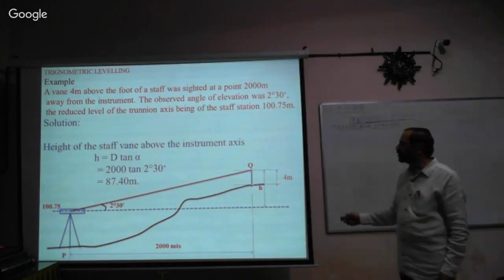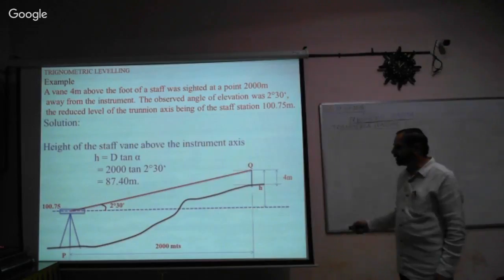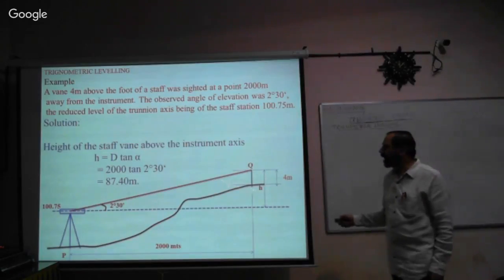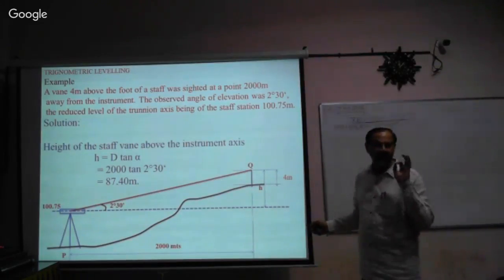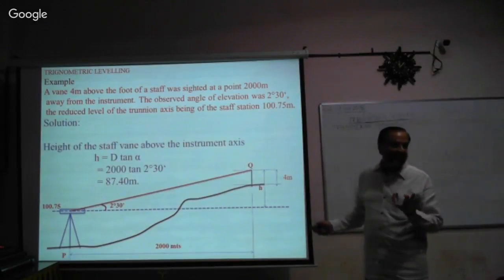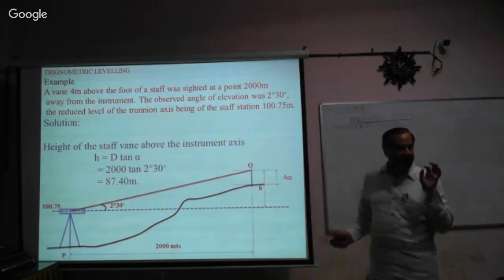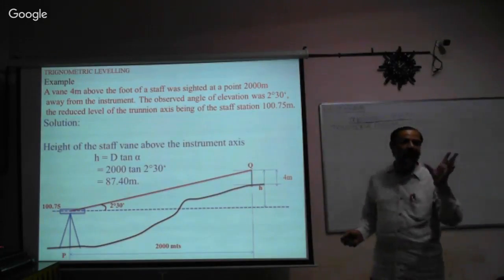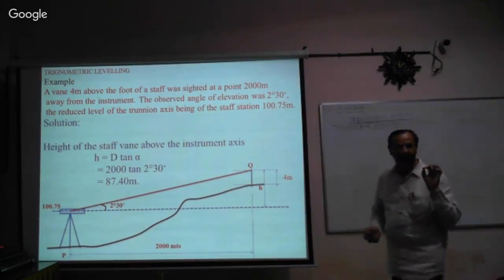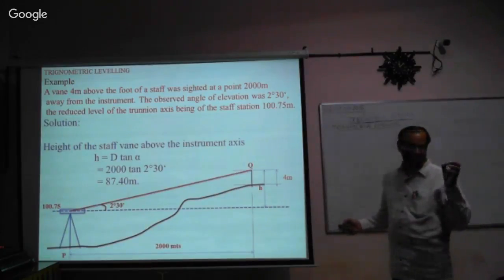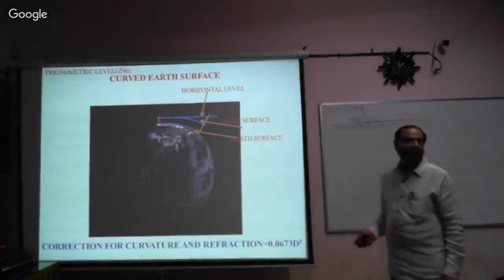Now therefore, the RL of this point is RL of the trunnion axis plus H minus 4. Sorry, that is the RL of the foot of the staff. Got it? Understood? That is the only solution we have. Simplest, only a 2 minutes job. And there is one small problem. I will come back. A small hitch is there.